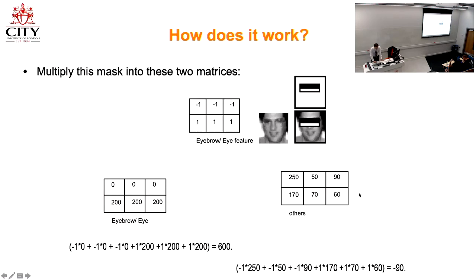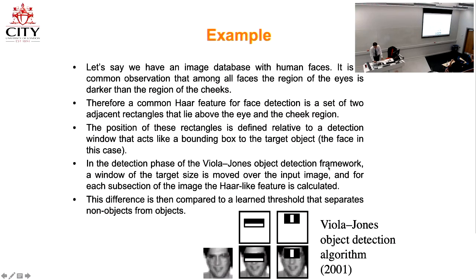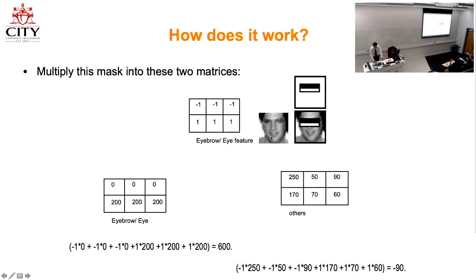Let's say I'm looking at some random area, like my shirt. It's probably some values like this, right? So if you multiply these, -1 times 250, -1 times 50, -1 times 90, 1 times 170, 1 times 70, 1 times 60. If you add them, get the sum of these values, you will see a value like -90.